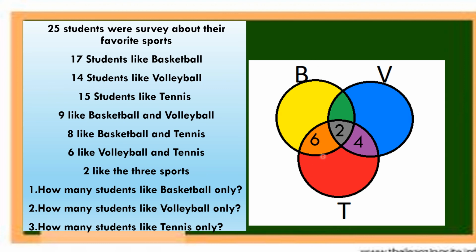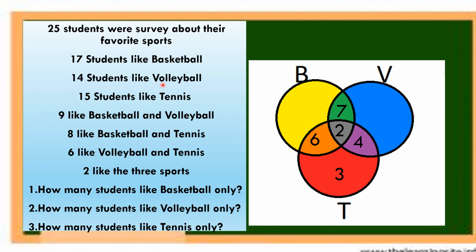We have 6. 9 like basketball and volleyball. Basketball and volleyball, 9. We have already 2. What is missing from 2 to make it 9? We have 7. 15 like tennis. So we have 15 like tennis. 6 plus 4 is 10. 10 plus 2 is 12. 15 minus 12, we have 3.